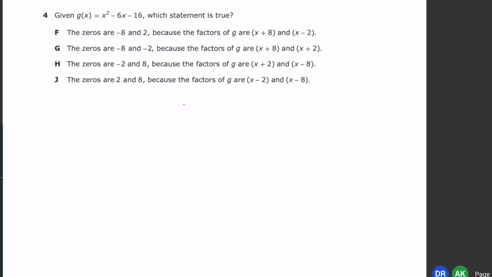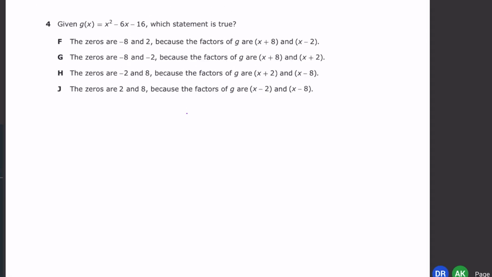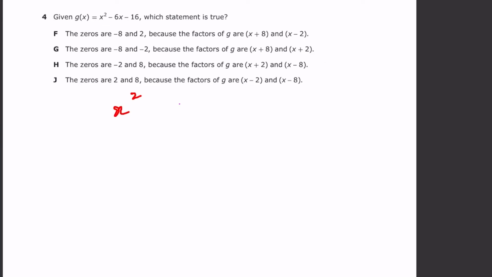In the fourth problem, you're given g of x is equal to x squared minus 6x minus 16. Which statement is true? Now you have to find the zeros of this quadratic equation. So x squared minus 6x minus 16: in this equation, you have to factorize it.